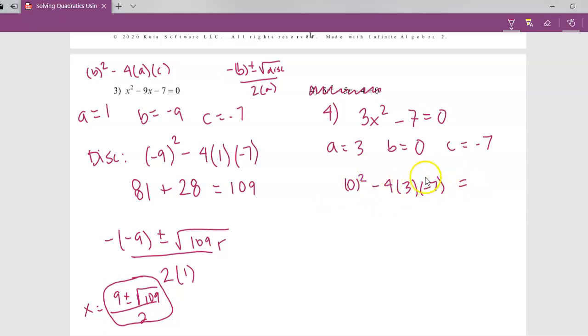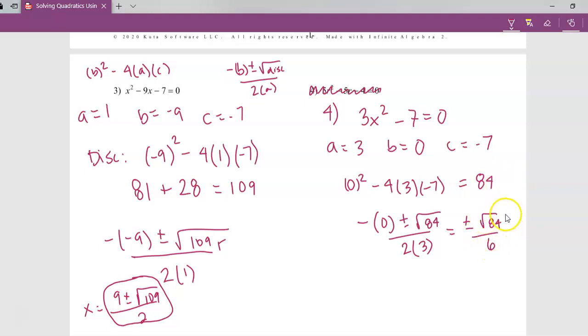So that negative here and this negative here, when I multiply these, will cancel out. So I just have 4 times 3 times 7, or negative 4 times 3 times negative 7, which gives me a positive 84. So there's my discriminant. And then when I plug it into my quadratic formula, I've got negative b, which is 0, plus or minus the square root of 84, all over 2 times a, and a was 3. So this would be plus or minus square root 84 over 6.